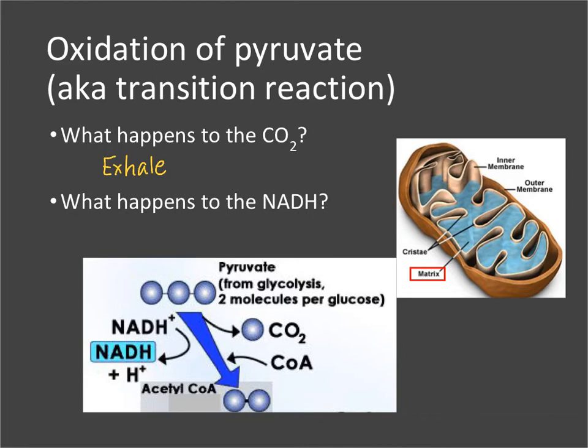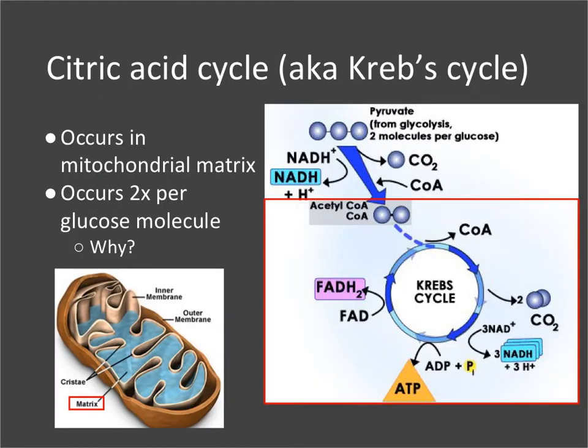The next question is what happens to the NADH? Remember that NADH is an electron carrier, so it's going to carry electrons to the electron transport chain, which we abbreviate as the ETC. So this is the electron transport chain. The third step in aerobic respiration, so remember the first step was glycolysis, and the second step was the oxidation of pyruvate.